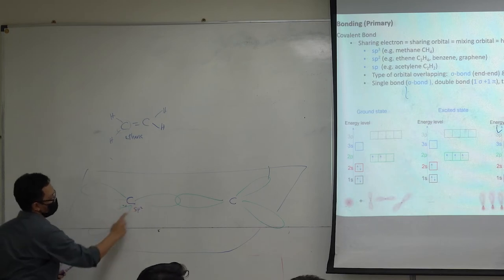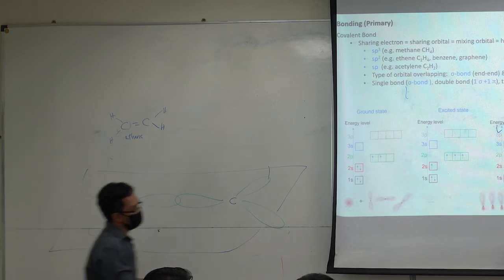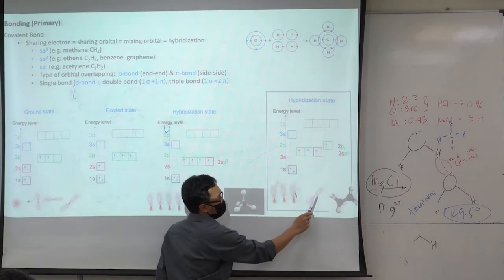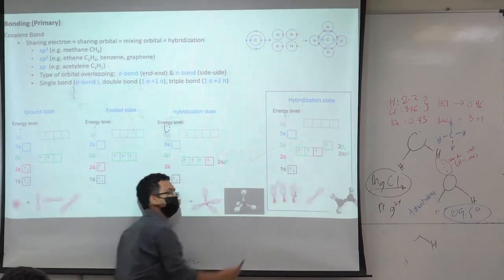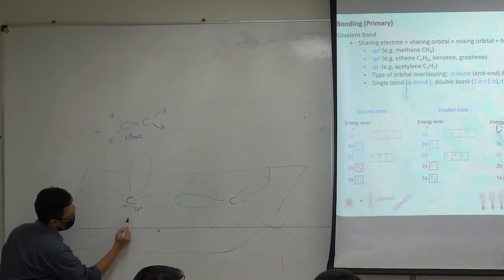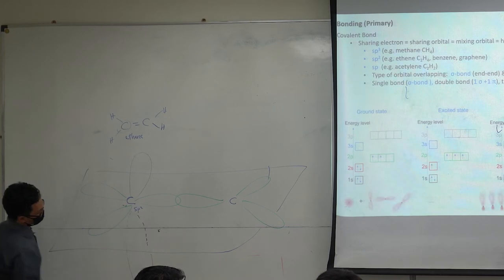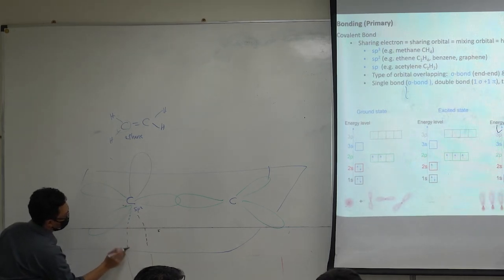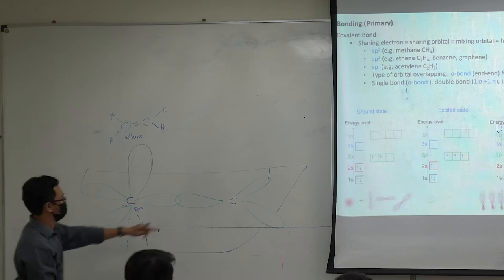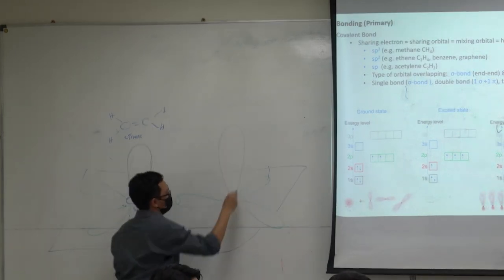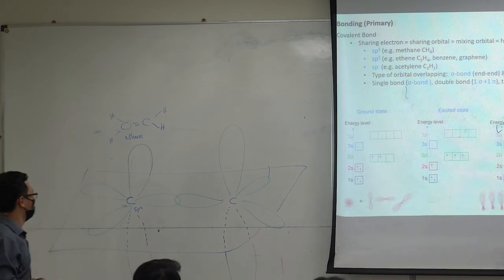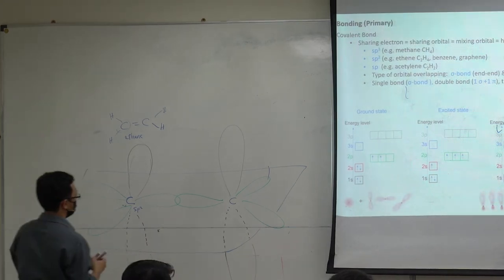So this is sp2, sp2, because each carbon has three sp2 orbitals. But now you need to remember, for ethene there is one unhybridized p orbital. It comes out vertically, like this. I draw it 3D. This one is also like this, and this is at the back. Can you imagine? So you see here, this is sigma.